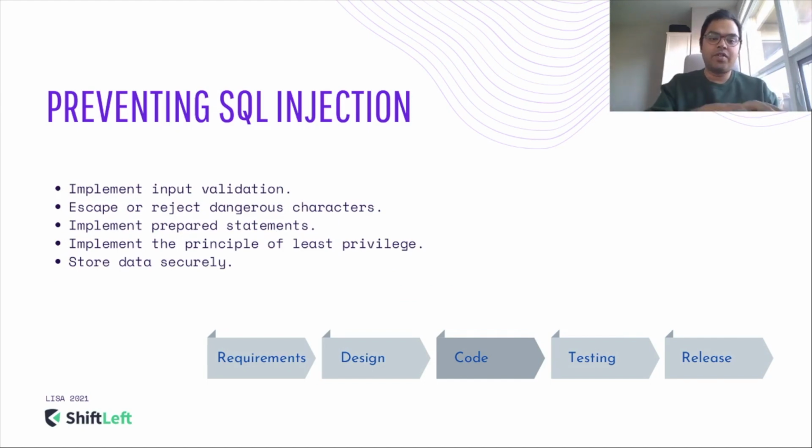So once you have done the requirements and the design and analysis is done and the code is implemented, you have to think carefully. You have to understand where you're escaping or rejecting dangerous characters which might be there, and implementing proper prepared statements. This is one very easy way where you can use prepared statements and not just concatenate strings the way we were doing here. And this way you would be able to mitigate the chances of an SQL injection actually happening. And then you implement the principle of least privilege.